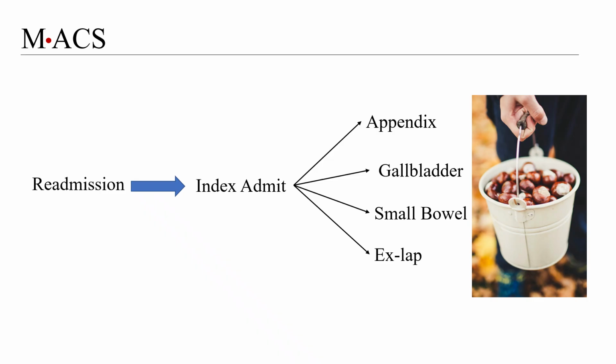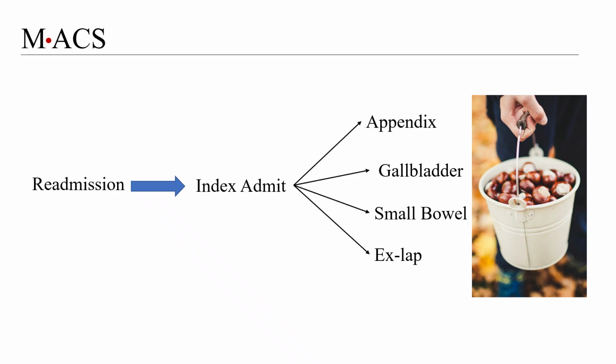For example, if a patient had an emergent exploratory laparotomy during their initial admission and is later readmitted with a small bowel obstruction due to adhesions from that surgery, select exploratory laparotomy as the index disease. This is because the readmission is related to the previous surgery.